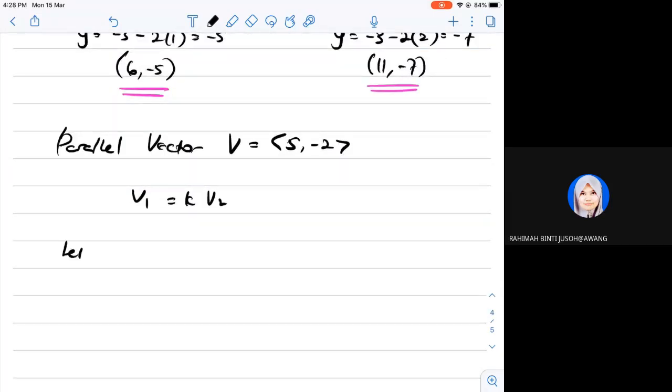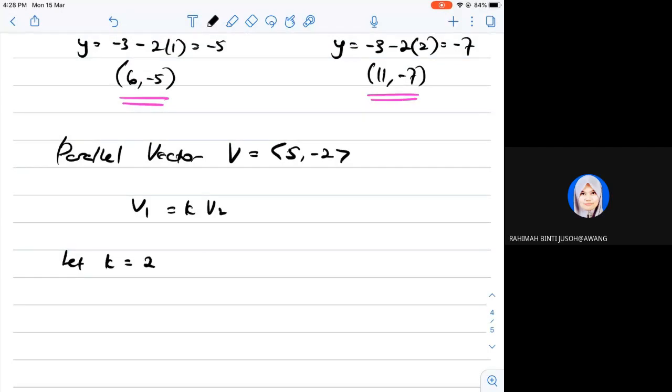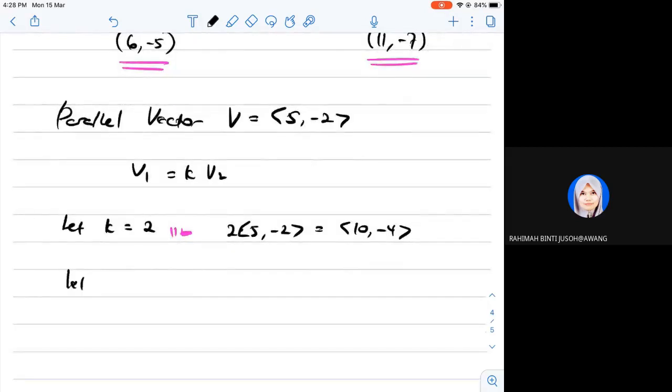So let's say let K equals to 2 for example. So another vector should be 2 times 5, negative 2. So you all akan dapat 10, negative 4 lah. Macam tu. Ataupun you nak let K equals to 1/2 pun boleh. Okay, tak kisah. Nak let K equals to negative values pun boleh. Let's say negative 3 for example macam tu kan.